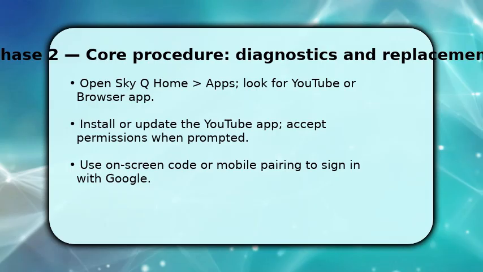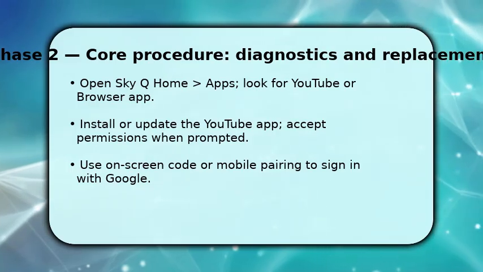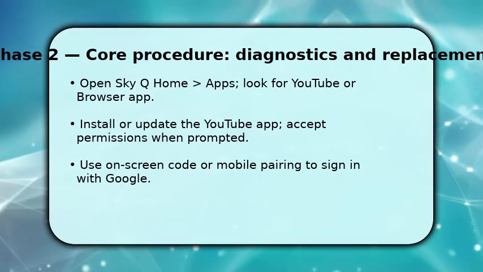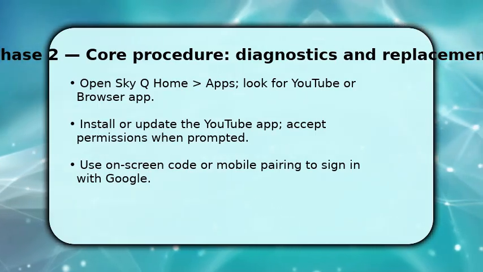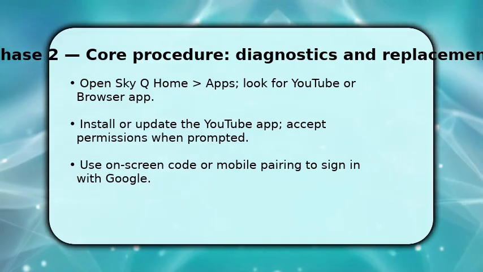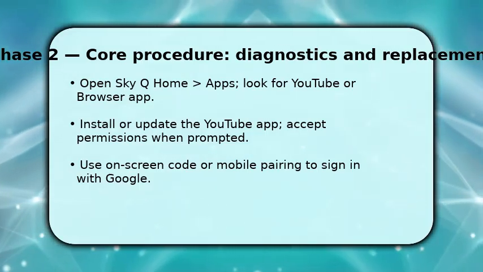The app often displays an on-screen code. Use your phone to visit the pairing page and enter the code, or use the mobile app to authenticate. This connects your Google account so subscriptions and recommendations sync. Once signed in, verify playback with a short video.